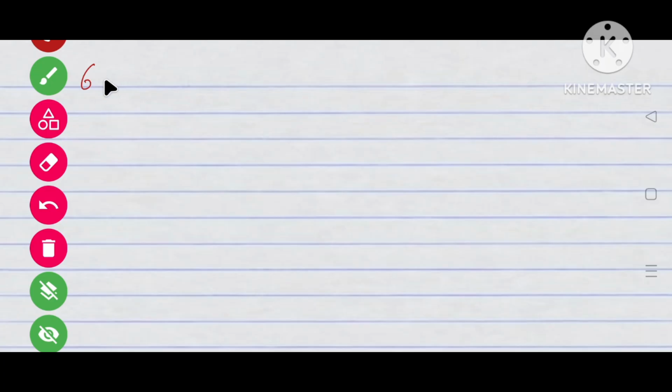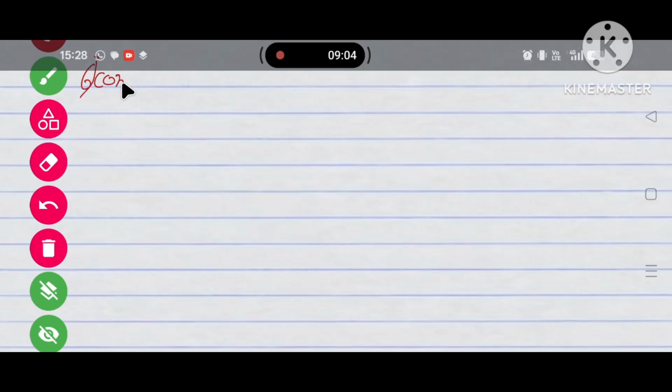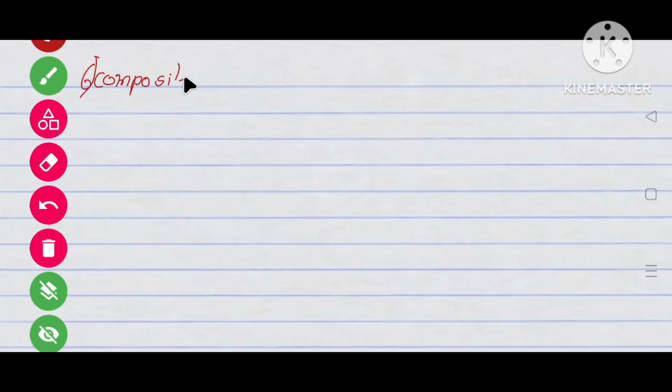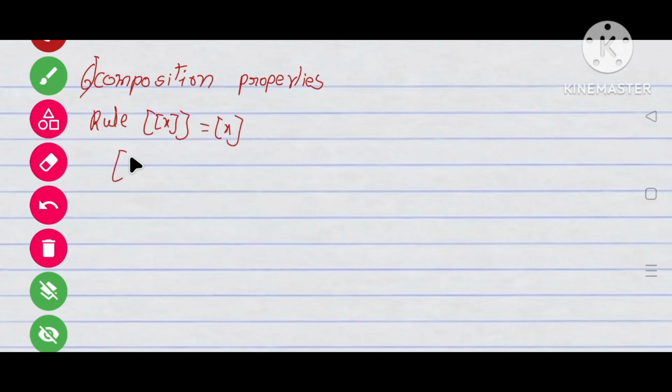Now we will go to the composite property. It is a very easy property. Step of step x is equal to step x, which means step of step of 4.9 is equal to 4.